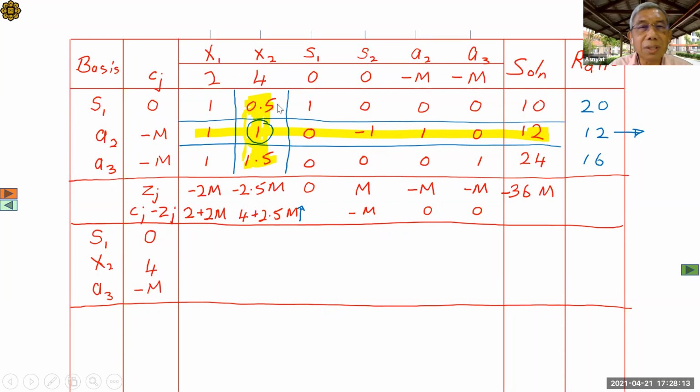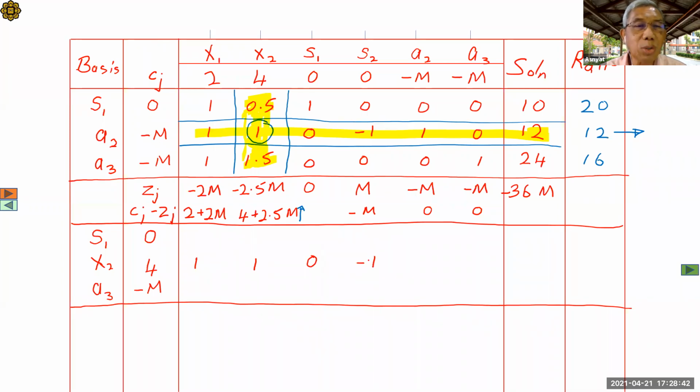So the idea is to convert this into 1. It is already 1. Anything you divide by 1 is itself. Okay, so just copy that. So 1, 1, 0, negative 1.